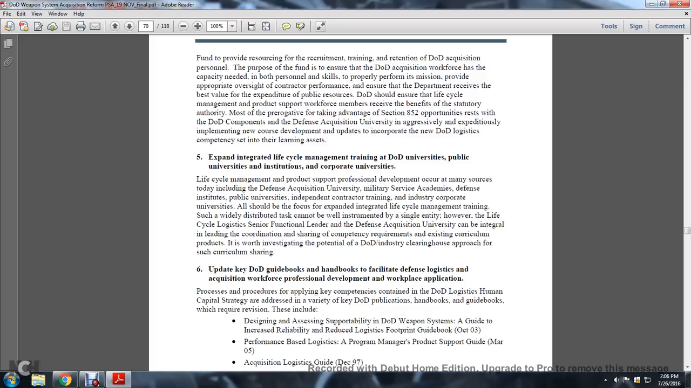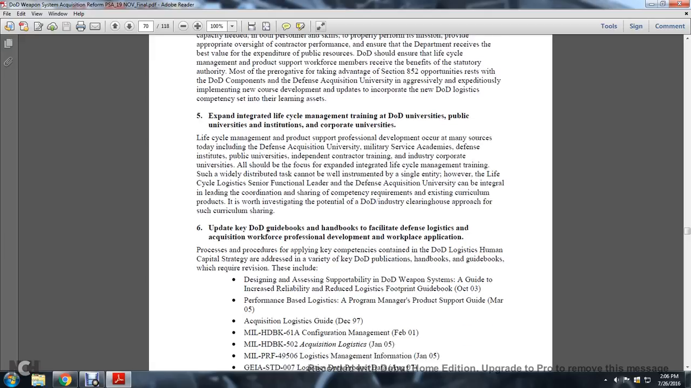Institutions, public universities, independent contracting, independent industry, and corporate universities. Efforts should also be focused on expanding the integrated life cycle management training, since such widely distributed tasks cannot be instrumented with a single entry. However, the life cycle logistics senior functional leader and Defense Acquisition University can lead in coordinating the sharing of competencies required for the existing curriculum and in investigating a potential Department of Defense and industry clearinghouse approach for such curriculum sharing.